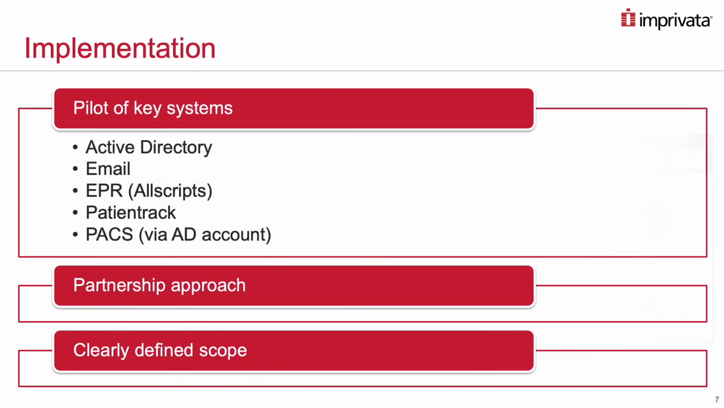So as part of the implementation, we thought, okay, what does a clinician need to hit the ground running? A set of applications was identified as the bare minimum that a clinician will need: Active Directory to log onto the computer, email, access to the EPR, Allscripts, Patient Track, PACS. So working with Imprivata, the project managers were quite good.